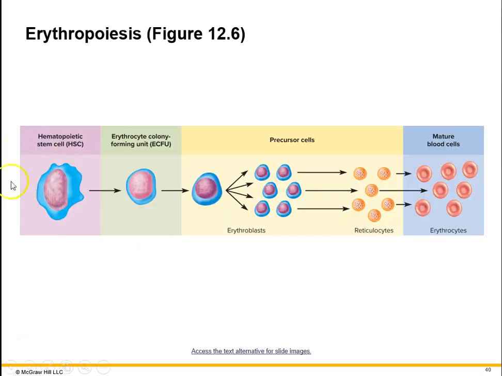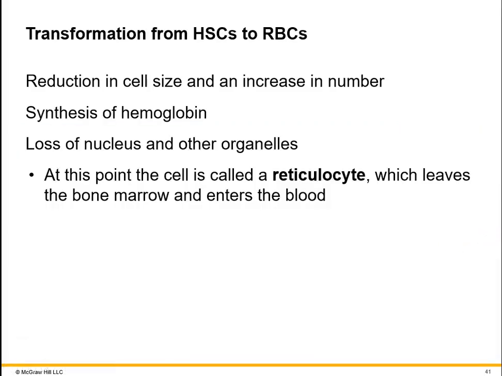So again, you start out with this hematopoietic stem cell in the bone marrow. Those differentiate into erythrocyte colony-forming units, which can then differentiate into immature erythrocytes called erythroblasts. At this point, the nuclei will start to die off, the organelles start dying off and disintegrating, and eventually you end up with these biconcave erythrocytes, which have no nucleus or organelles and are slam-packed with those hemoglobin units that are used to transport oxygen.